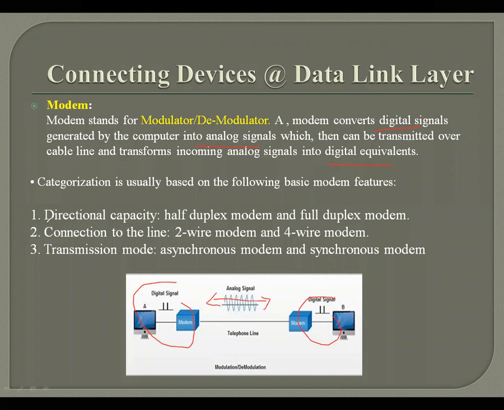There are generally three categories of modem. The very first is directional capacity. On the basis of directional capacity, they can be half duplex and full duplex communication modems. Second is connection. There can be a two-wire modem and a four-wire modem also. Then transmission mode. There can be asynchronous and synchronous modems. In synchronous, both the entities need to be present in terms of synchronization, and in asynchronous, it is not required to have both entities present at both ends. This is the modem, used for modulation and demodulation purposes.